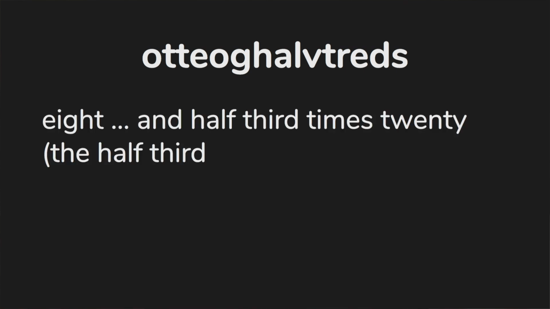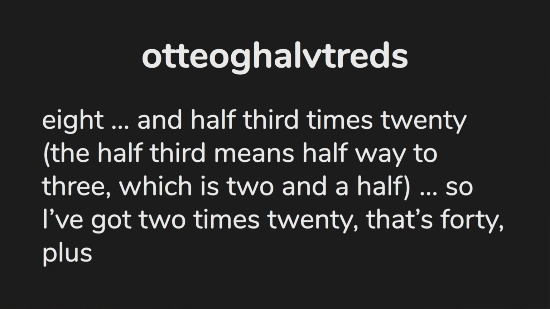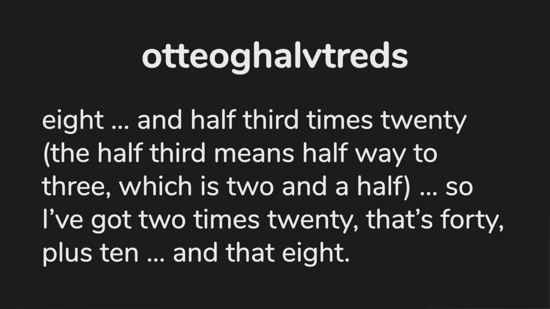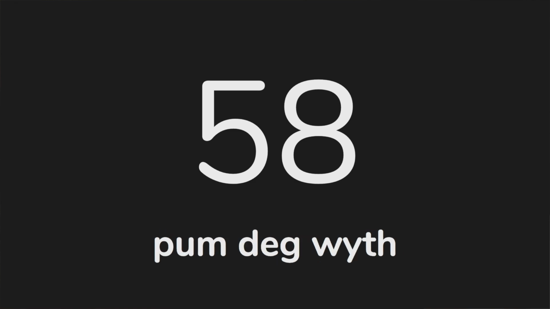So that's how the Danish counting system works. But trust me, when someone who grew up speaking Danish hears, for example, 58, they're not saying in their head, oh yeah, 8 and 1/2 times 20. The 1/2 means halfway to 3, which is 2.5. So I've got 2 times 20, that's 40, plus 10, and that 8. No, they just understand the concept, 58, just as easily as you or I understand the idea of this number in our own native language.